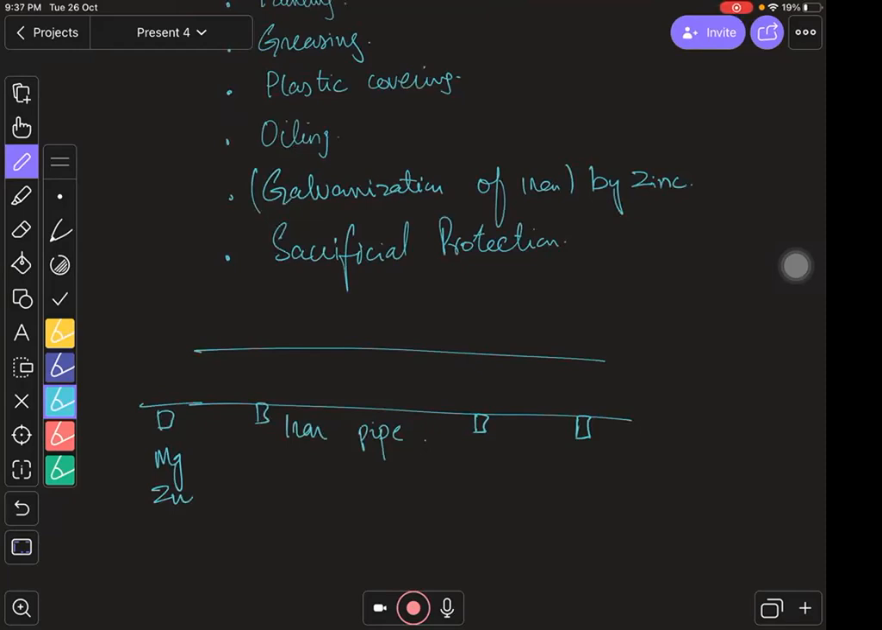So the oxidation or rusting will happen on these blocks, not on the iron, because iron is less reactive, so it can be saved by the addition of these metals. Magnesium and zinc sacrifice themselves to protect iron. So what is sacrificial protection? We place highly reactive metal blocks near the less reactive metal pipe, and the highly reactive metals sacrifice themselves to protect the less reactive one. So these are the very important precautions of corrosion.